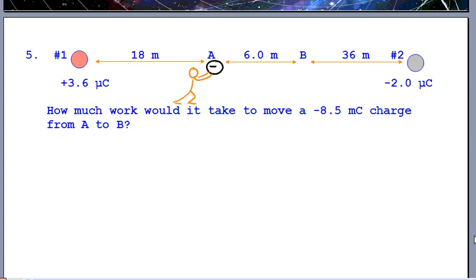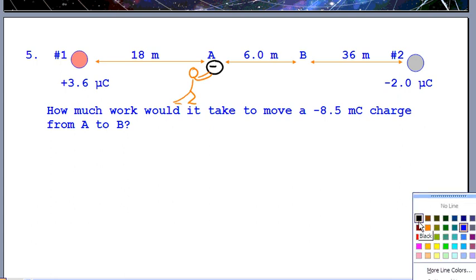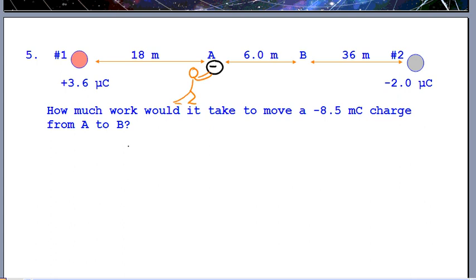It looks like, just in terms of that person's effort, they're going to be really having to push that thing because it doesn't want to leave the 3.6 microcoulomb charge because the positive and negatives would attract. And it doesn't want to get near the negative 2 microcoulomb charge. So for a couple of reasons, this person doing this work is going to have to push pretty hard. What I do know is the force would be changing, so I definitely want to rely on conservation of energy.